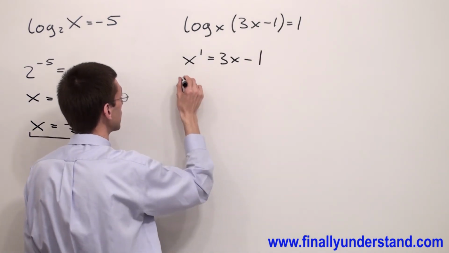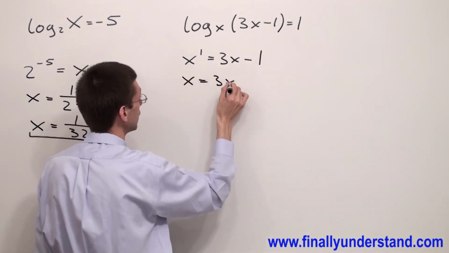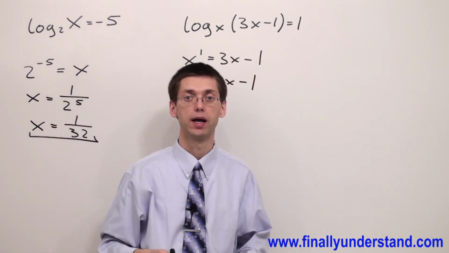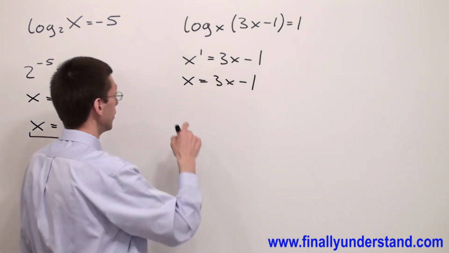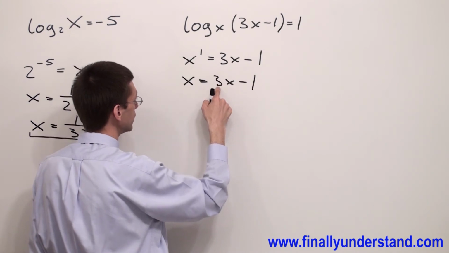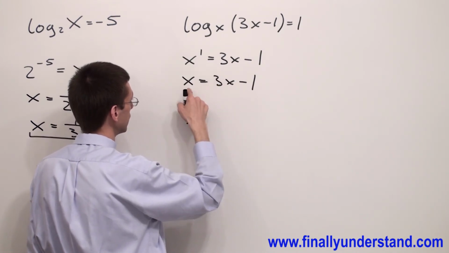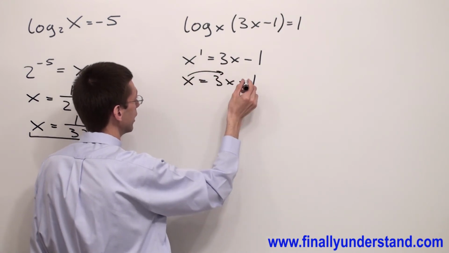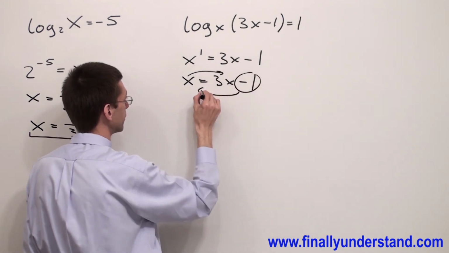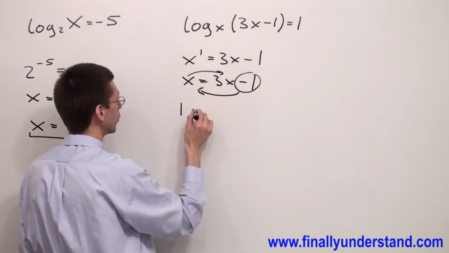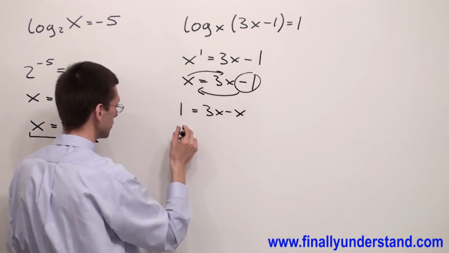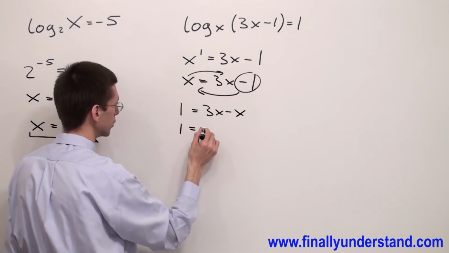You can rewrite this as x equals 3x minus 1. Next, I'm supposed to combine the like terms. I'm going to move this x to the right side. Why? Because 3 is positive and is greater than 1x. And -1 I'm going to move to the left side. So I'm going to have 1 equals 3x minus x, which is 1 equals 2x.